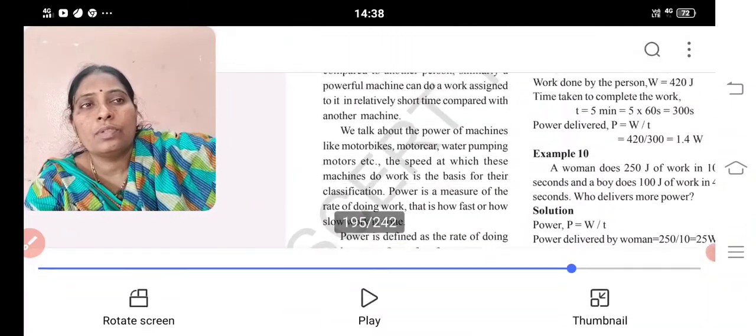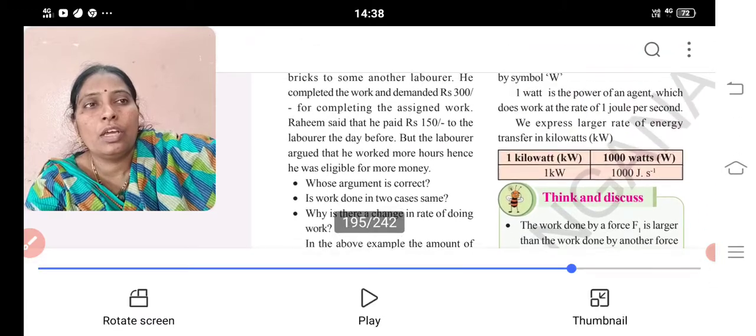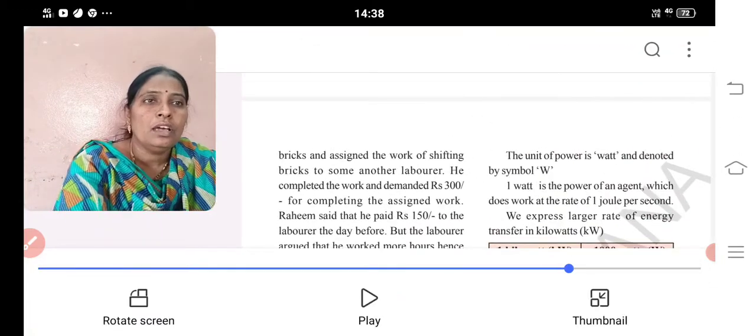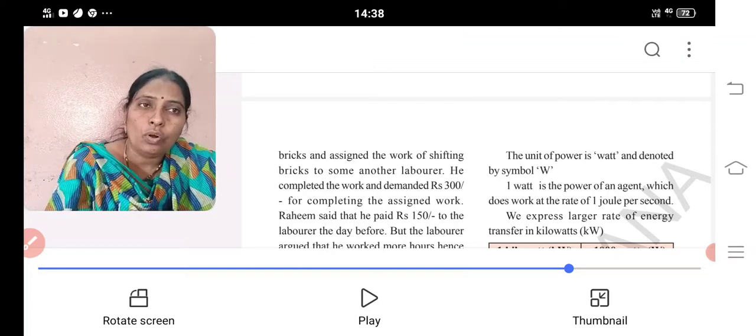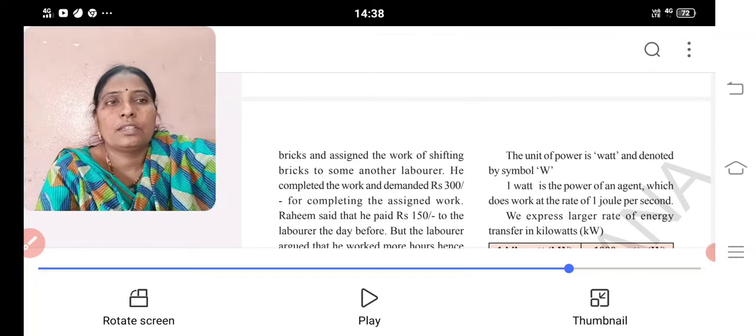Now we come to the units of power. Kilowatts and watts are the units of power. The unit of power is watt. The unit of work is joule. The unit of power is watt.